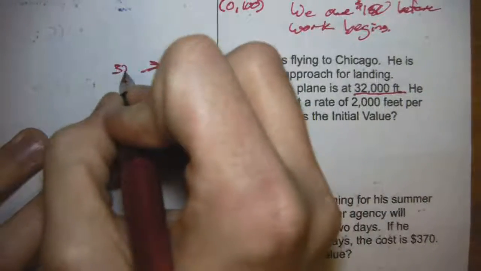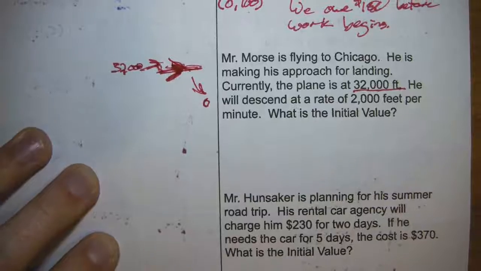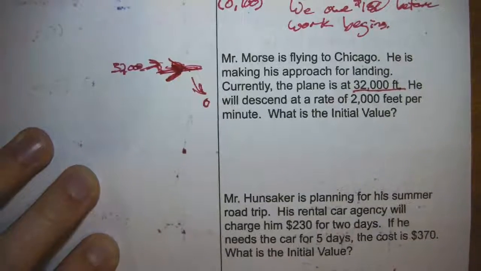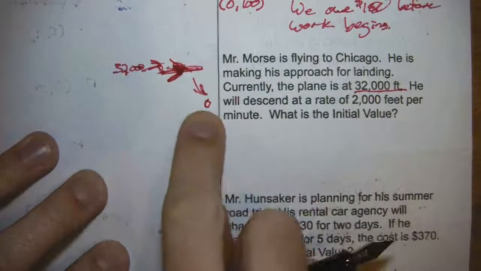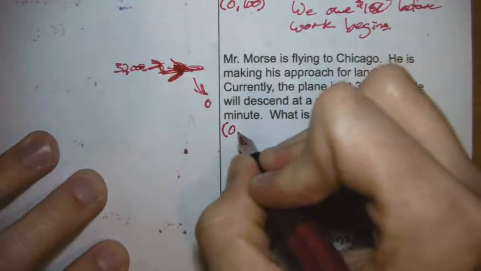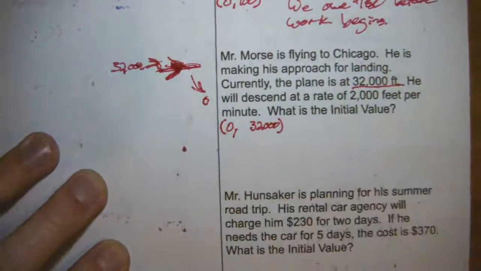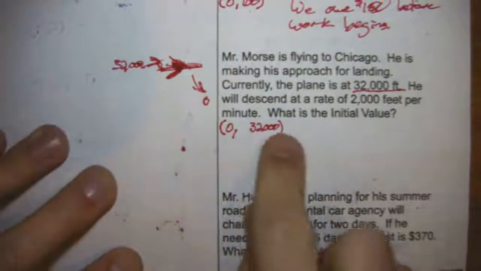The fact that he's at 32,000 feet to begin with and will eventually end at foot number 0, 0 feet above the ground, this is where he's starting and this is where he will end. So our initial value in this case, we could write it as (0, 32,000). And if we're going to talk about the meanings, this is our y-intercept.